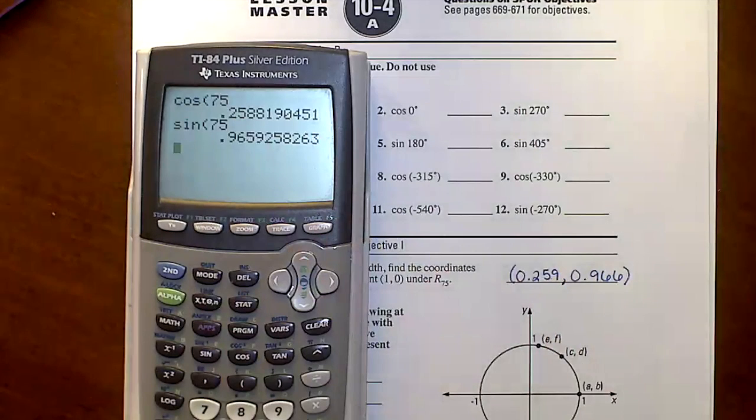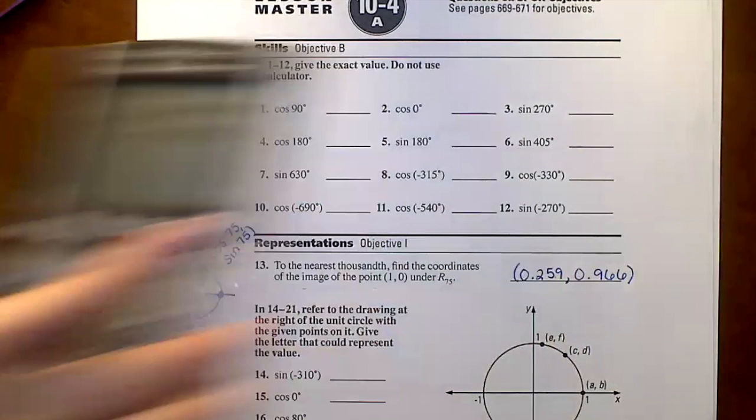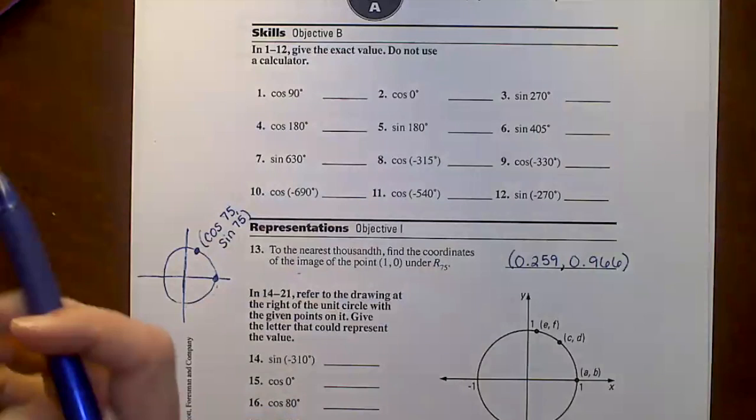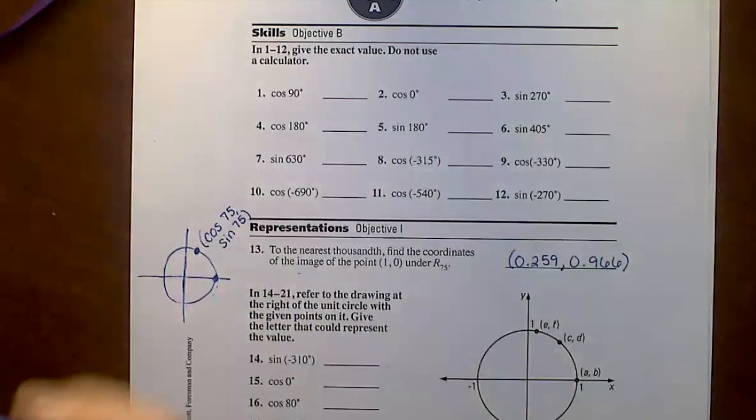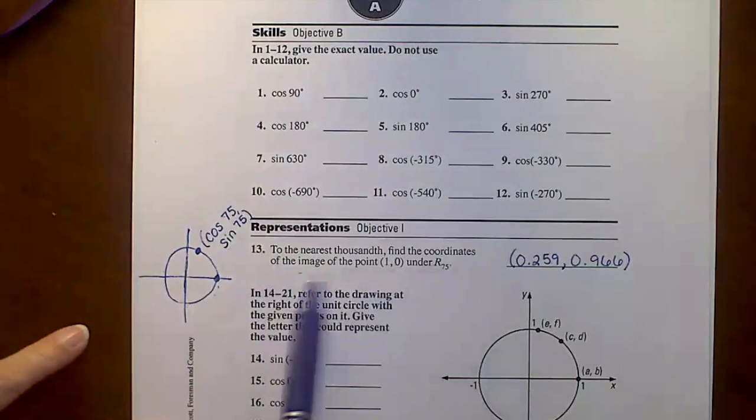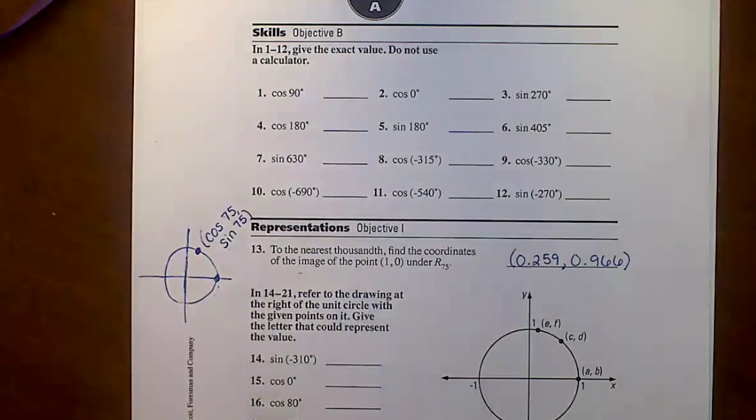So really the point of that question was just that you can find coordinates anywhere on the circle by doing the cosine and the sine of that angle. I think the way they worded this part threw everybody off, but that's what they wanted you to do.